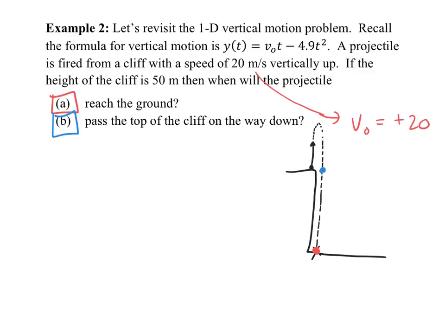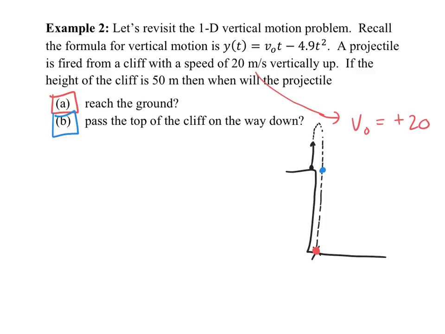Again, when will it reach the ground is physically saying when is it going to lose all of its height and hit the ground. That's not the easy part. That's part A. Part B, though, says when will it pass the top of the cliff on the way down. Here's the top of the cliff. It's going to start at the top of the cliff, and then it's going to pass it right when it gets to here, at the blue mark, on the way down.